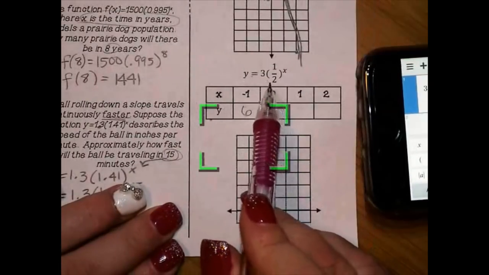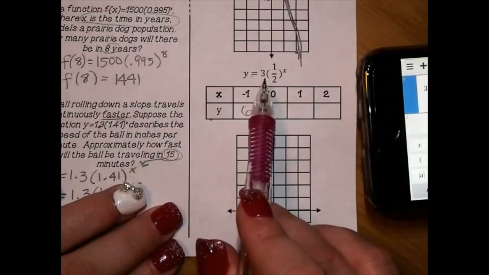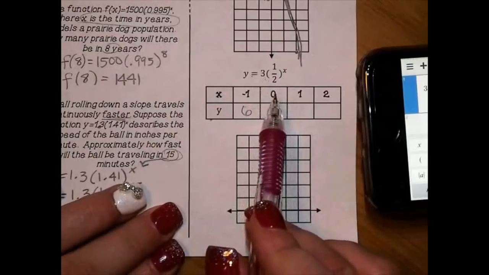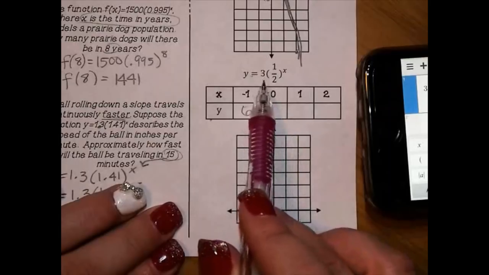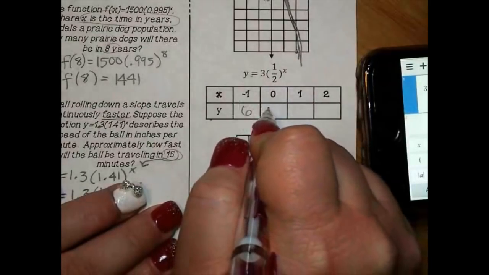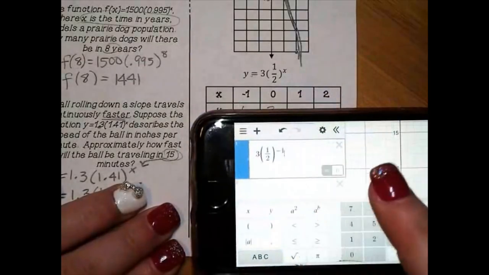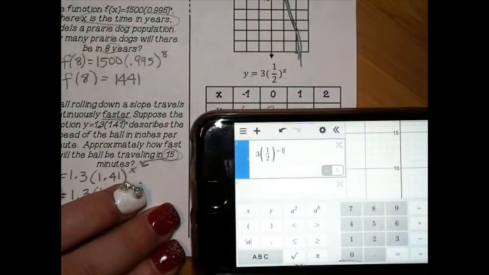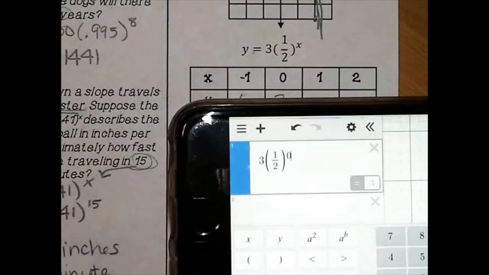Once again here, if a is the starting point or the y-intercept, when x is equal to 0, without entering anything in our calculator, we should be able to just go ahead and pull a and plug it right into the table. This should be 3. When I plug that into my calculator, I can confirm when x is equal to 0, y is equal to 3. Zoom in for you there. Okay, let's go ahead and run it.